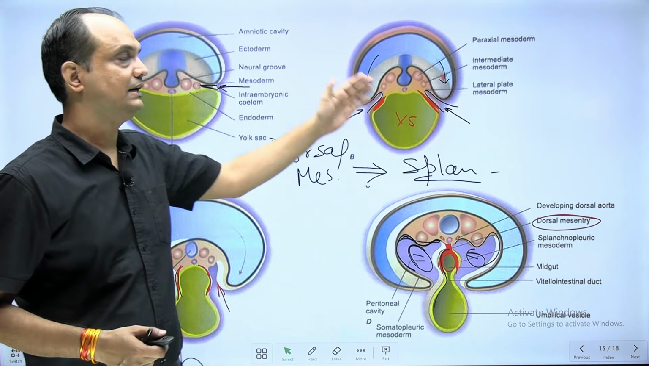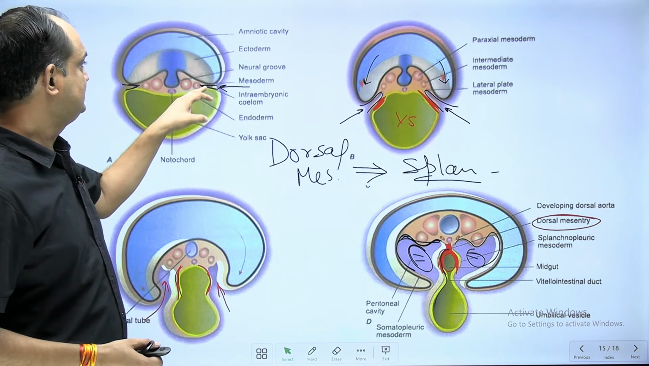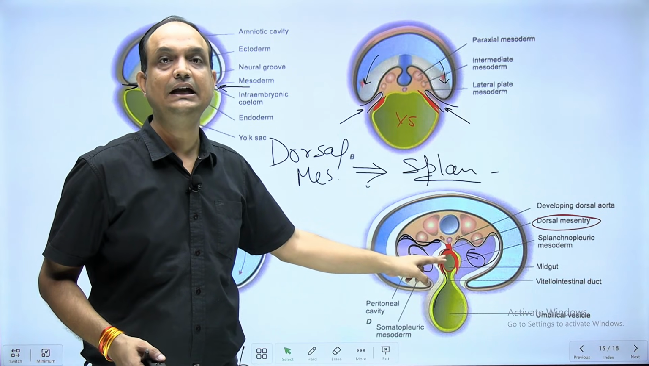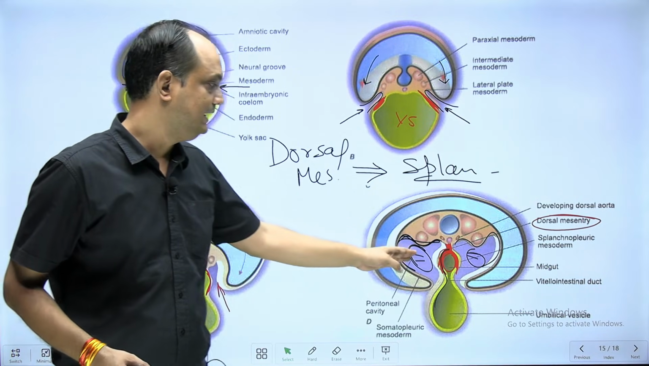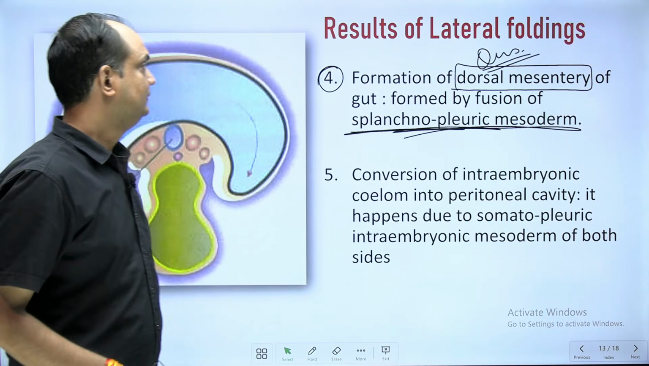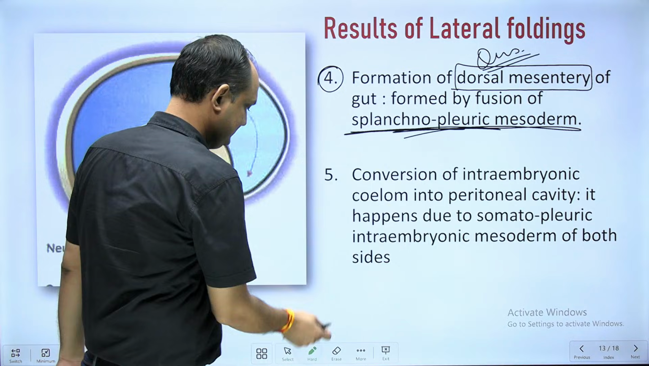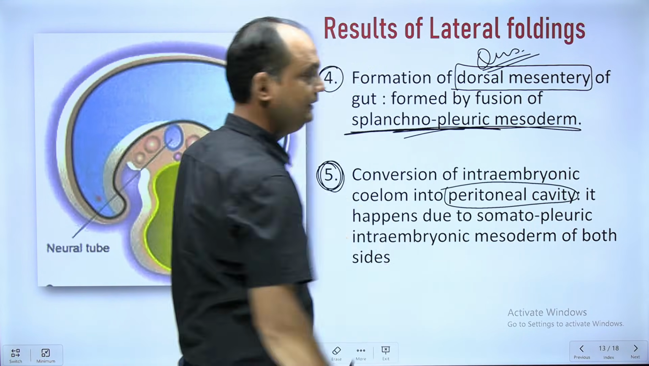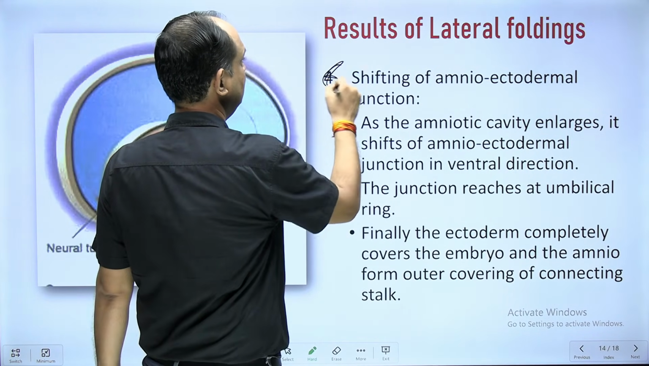So in these transverse sections of the embryo, two things are very clear: this splanchnopleuric mesoderm is going to form your dorsal mesentery and visceral peritoneum, and this intraembryonic coelom enlarges and finally forms your peritoneal cavity. So this is the fourth effect, formation of dorsal mesentery, and this is the fifth effect, because of the lateral folding there is a formation of peritoneal cavity. Now what is the sixth effect of the lateral folding?